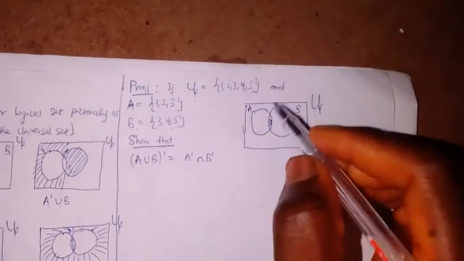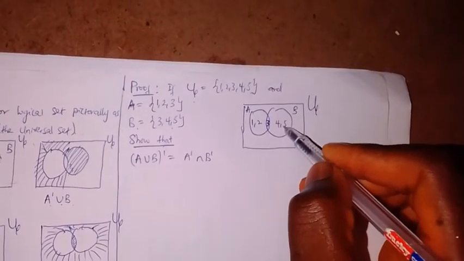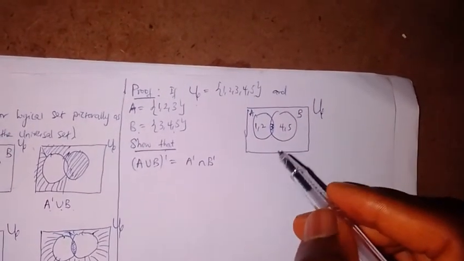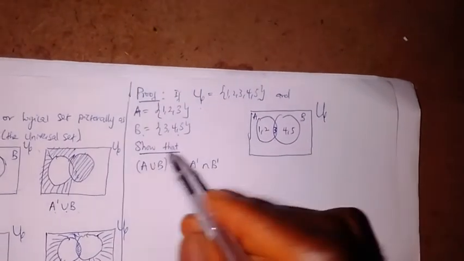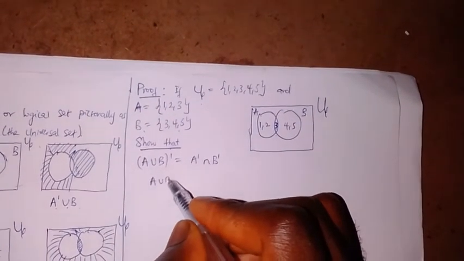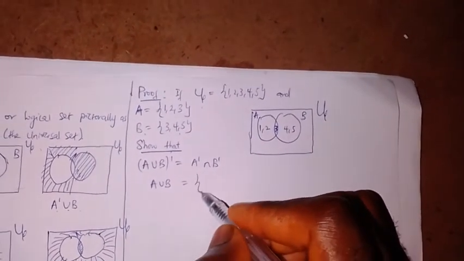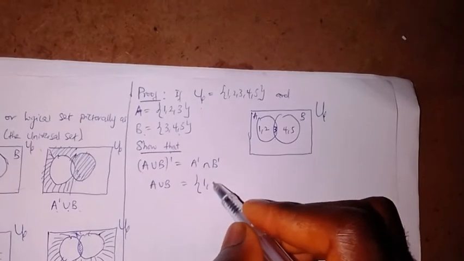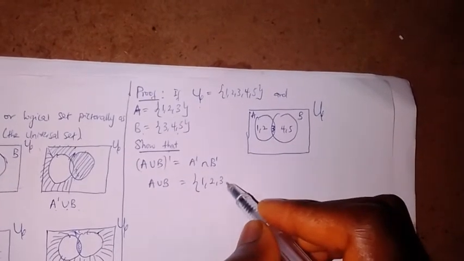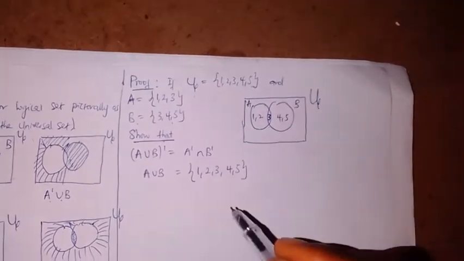What remains in A is 1, 2. What remains in B is 4, 5. Now, this is it. So, when we say we should find (A union B)', it means that I should find A union B first, the one in the brackets, before I now find the prime. Now, A union B becomes what? Writing all the elements in A and B without repetition: 1, 2, 3, 4, 5. That's A union B.